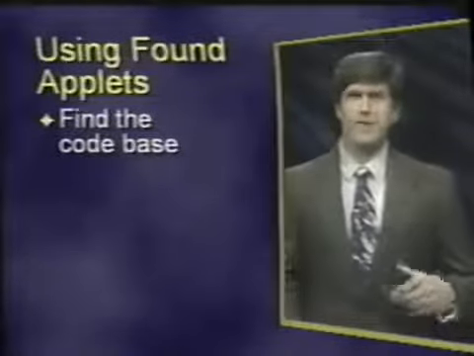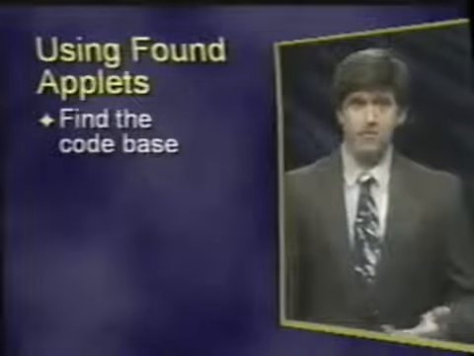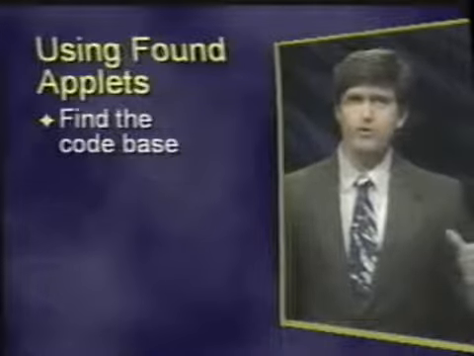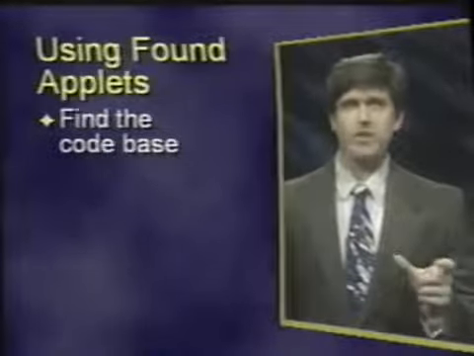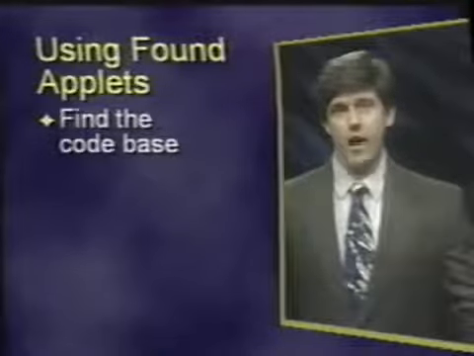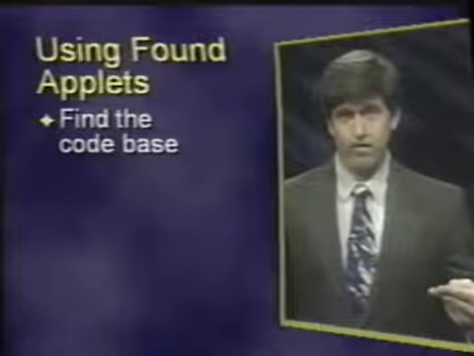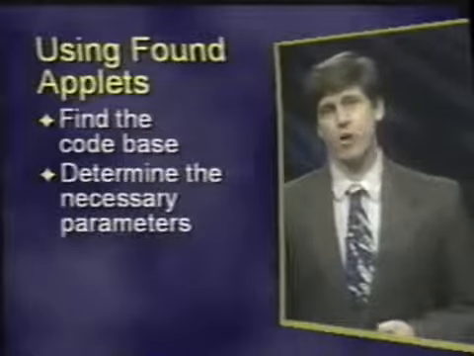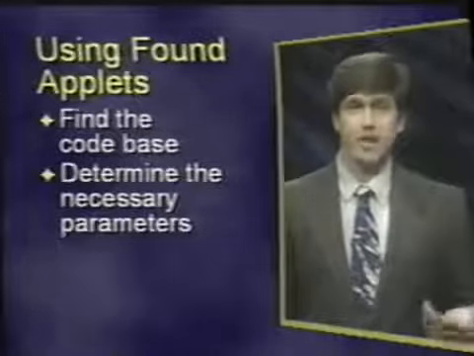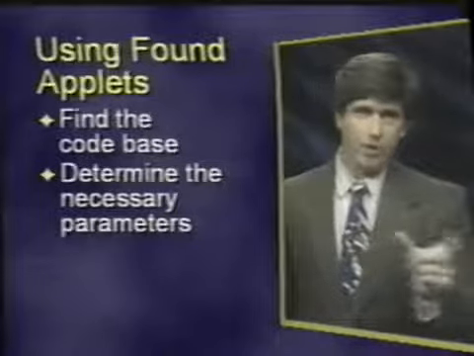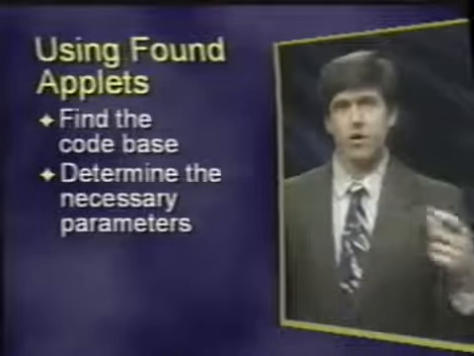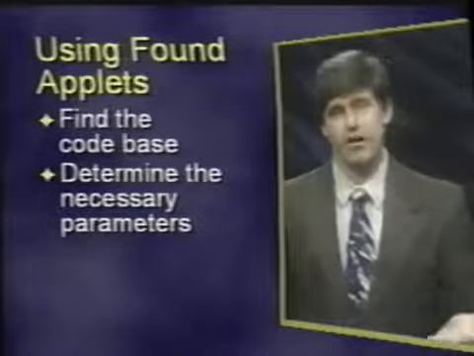If you look at a web page that has an embedded applet, look at the source code. Use the view source mechanism in your browser. Find the code base. That'll tell you the URL that this applet is being loaded from. You can determine the necessary parameters by just looking at the param tags in the HTML source and figuring out what the values are to the names and customize that yourself.